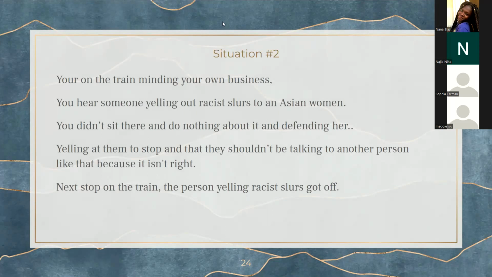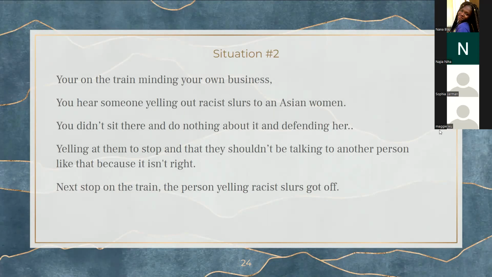Since we're in New York, there's a stereotype that New Yorkers mind our own business. If you were to see someone down the street getting harassed, usually people would just continue walking and go along their days. Like one day maybe you hear someone yelling out racist slurs to an Asian woman. You didn't sit there and do nothing about it, and you defend her, yelling at them to stop, and that they shouldn't be talking about another person like that, it isn't right.